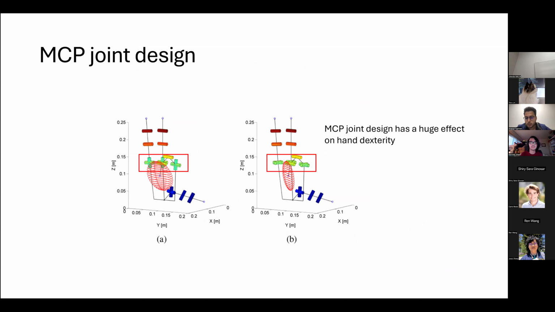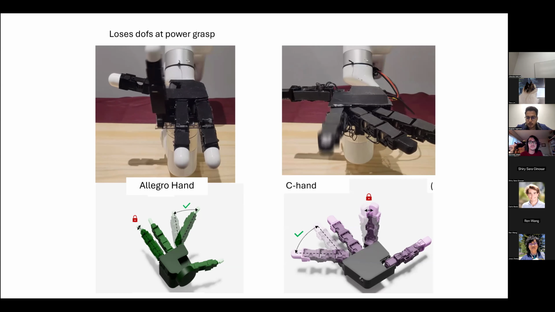There's another hand called the C hand, which has a different axis at the MCP joint. And this has a different problem. While it doesn't lose a degree of freedom in the extended position, it loses that degree of freedom in the curled position. And what this leads to is bad dexterity in precision grasp positions.